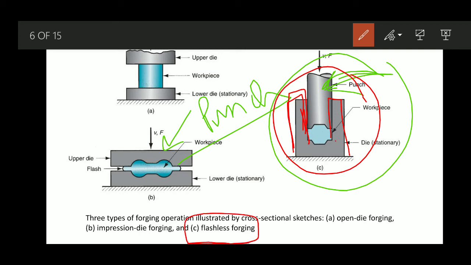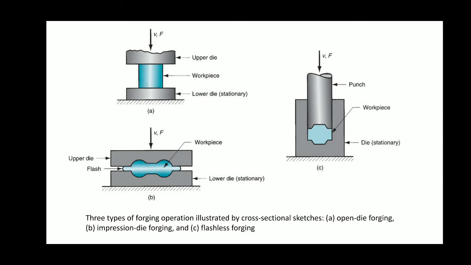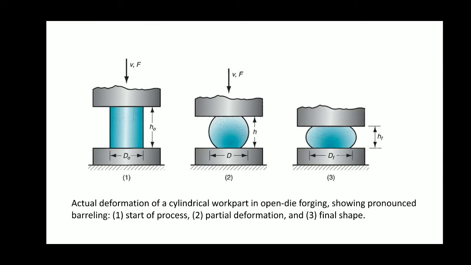So whatever is the initial workpiece, on that initial workpiece we are going to work, and we are going to get the final workpiece like this, and there is no requirement of any cutting or trimming of the flash and all. Okay, so this is a flashless process. That is also possible, but in that particular case you have to take extra care during the proper designing of both the dies.